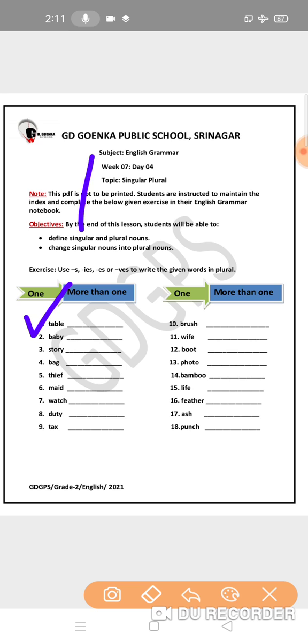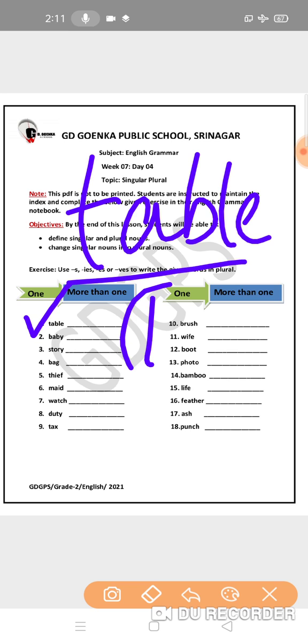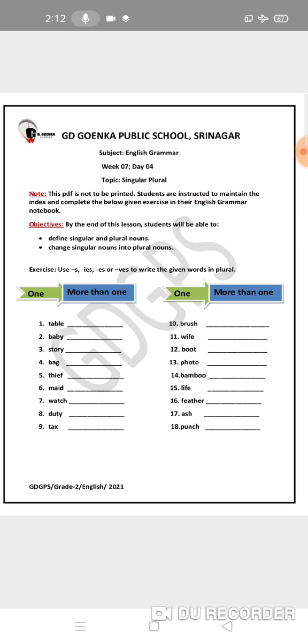First one is table. So you have to recall rule number 1, that is, most singular nouns are formed into plural by simply adding s. So the plural form of table will be tables. What is rule number 2?